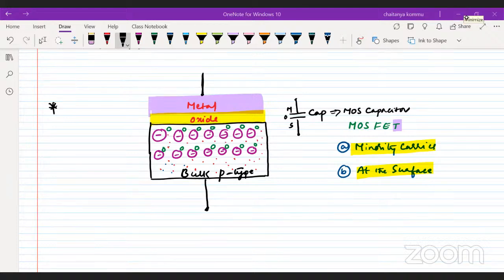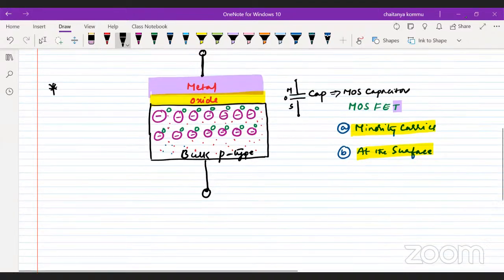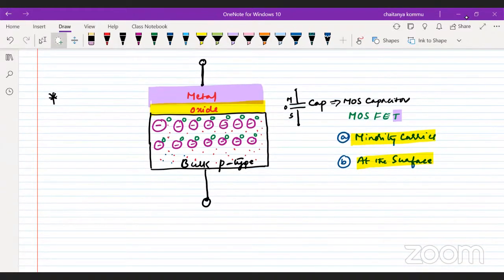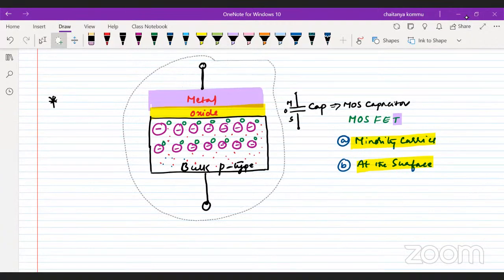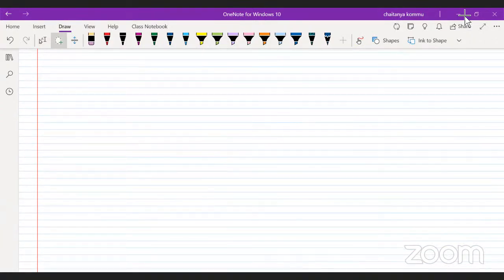So this is called a MOS capacitor. Agreed? Now, let us apply the potential difference between these two terminals. This is one terminal, this is another terminal. First of all, let us apply a negative potential. Of course, we can start with the positive also, but in a systematic manner we want to move.